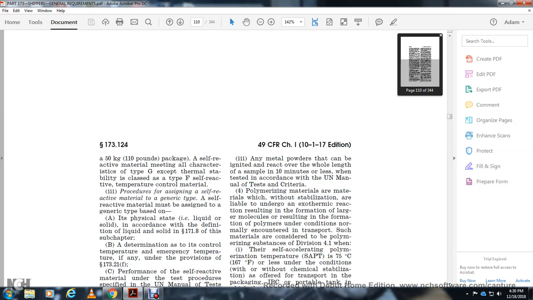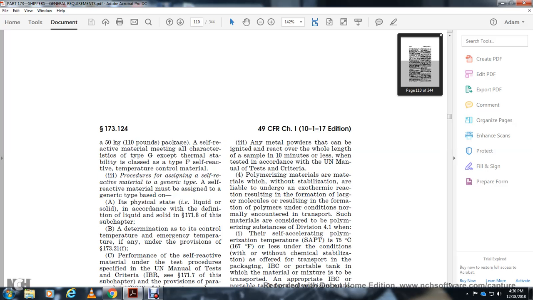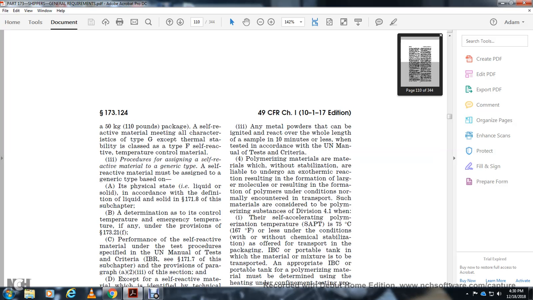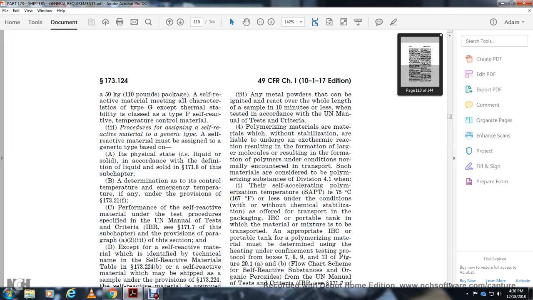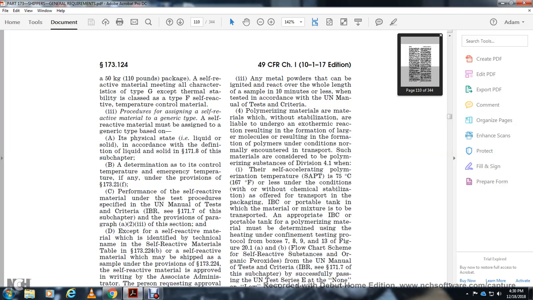Procedure for the assignment of self-reactive material to a generic type. The material must be assigned a generic type based on its physical state, liquid or with solvent, in accordance with the definition of liquid and solvent in 171.8, with the subchapter determining control temperature and emergency temperature, if any, under the provision of 173.21(f), on the performance of the self-reactive material in the tests specified in the UN Manual of Tests and Criteria, in accordance with paragraph (a)(3) of this section, except for self-reactive material provided with the technical name in the table in 173.224(b), which may be shipped within the sample division 173.224.